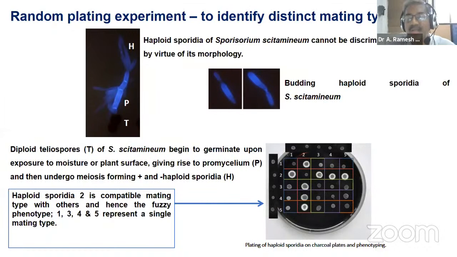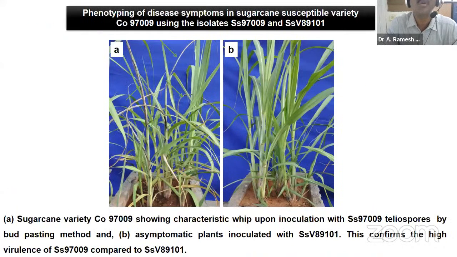You could see clearly here, this is a checkerboard experiment which we performed, and we could clearly identify the opposite mating types. Colony 2 represents a compatible mating type with the others, because you could see the fuzzy growth, and the rest of the colonies 1, 3, 4, and 5 represent the opposite mating type. Following this, we went on to phenotypically distinguish the isolates.